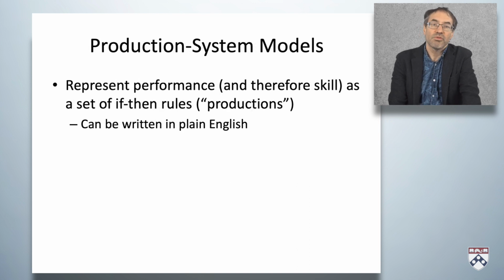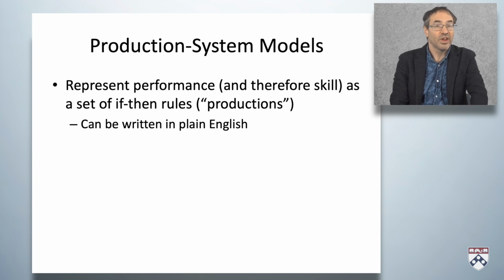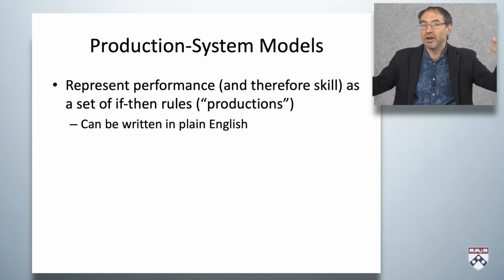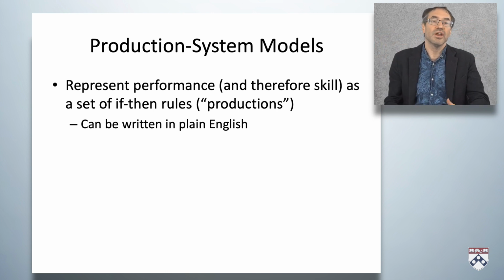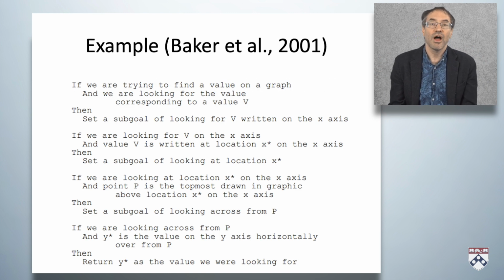Production system models represent performance and therefore skill as a set of if-then rules, again called productions. And they can be written in plain English, although in a cognitive framework like ACT-R, they're written in programming language. And here's an example of plain language productions from Baker et al.